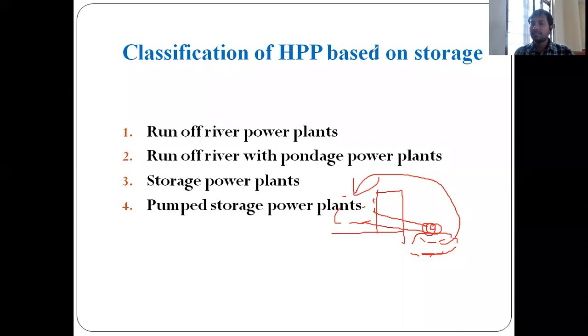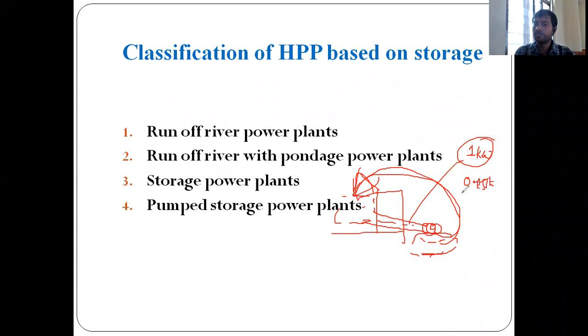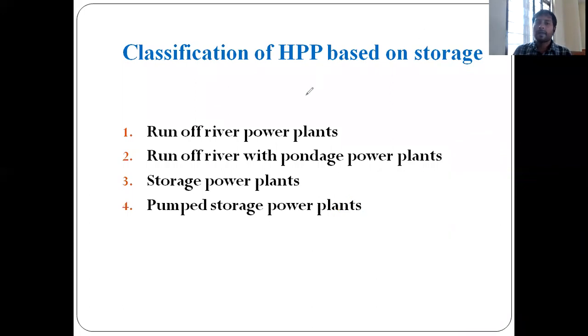If you discharge the water through the pipes, you can produce, for example, 1 kilowatt of power, and if you send that water back to the storage, we can utilize 0.75 kilowatts. The difference between these two is 0.25 kilowatts of energy that we can produce by reusing the water. Such a power plant is called a pumped storage power plant.